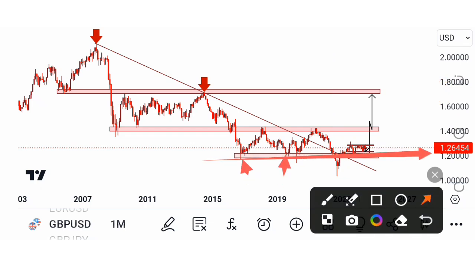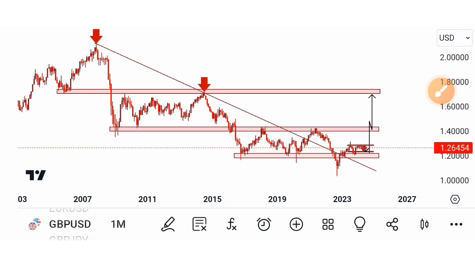As you can see, first touch over here, second touch, a third touch, a fake out, and then the market again reacted around that structure, and at the moment the market is above that structure, hence my bullish bias.